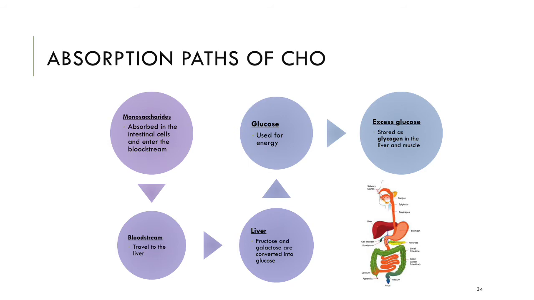Remember, our body can only metabolize glucose. That means we can only use glucose to actually get energy. So our liver has enzymes to convert all the fructose and galactose into glucose.